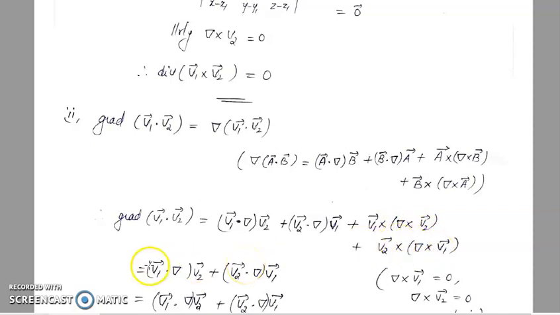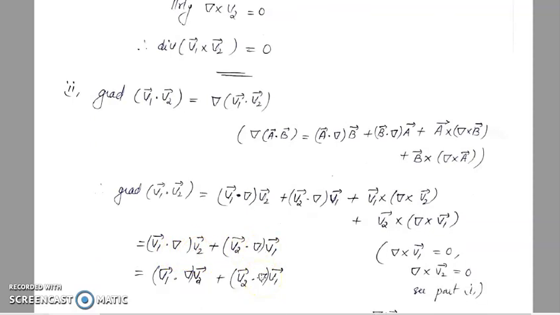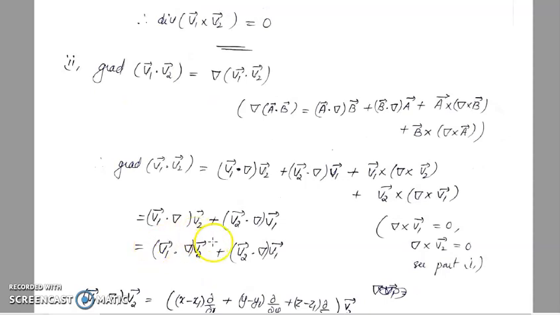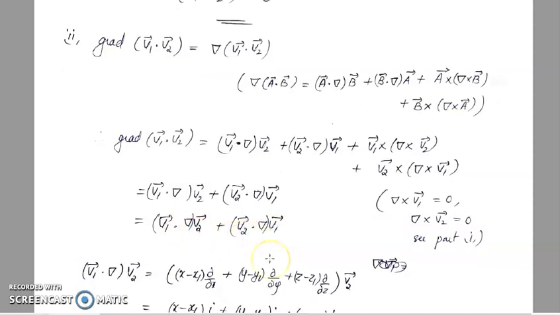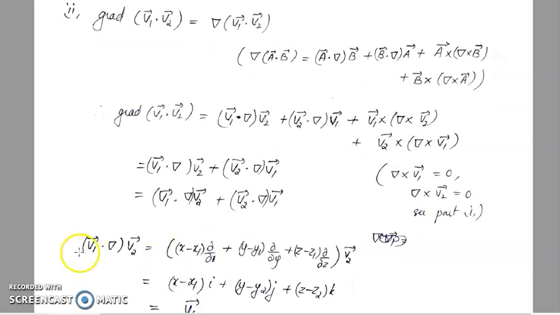So remaining, you have V1 dot del into V2 plus V2 dot del into V1. So we will find out one of them. So let us find out what V1 dot del into V2 is. Similarly, we will get what V2 dot del into V1 is. Okay, so V1 dot del into V2: when you take V1 dot del, you will get the corresponding components multiplied.